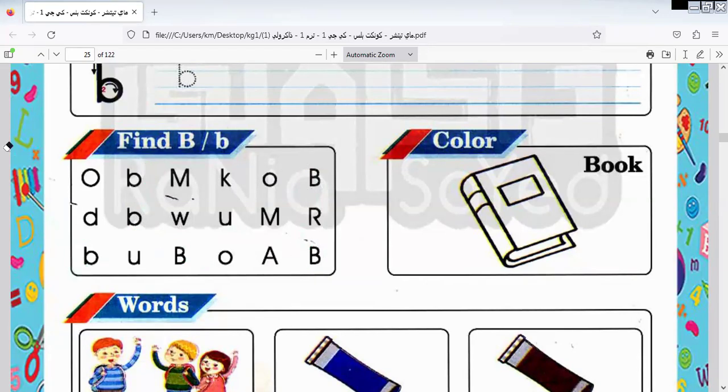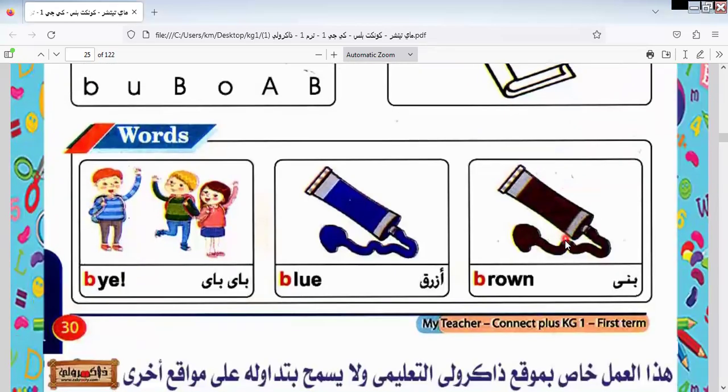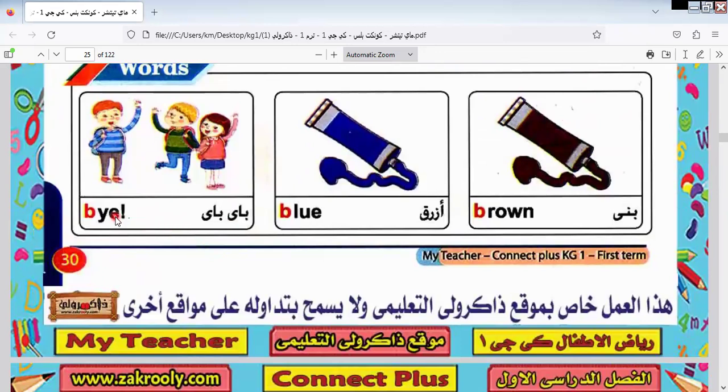Okay, let's go to another one here. Here is a book. You can color the book. Here we have bye. It is bye or saying goodbye. Blue and brown. Bye, blue and brown. This is the letter B. Okay, letter B here. Bye, written like this. Blue, written like this. I will write it for you to trace to know how to write it. Okay. If you have a paper and pencil, you can write it with me.